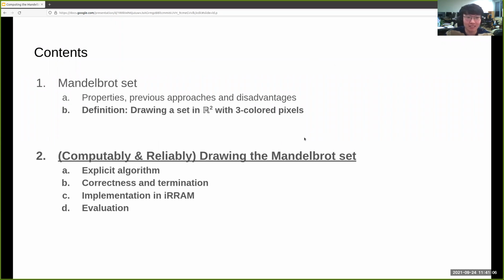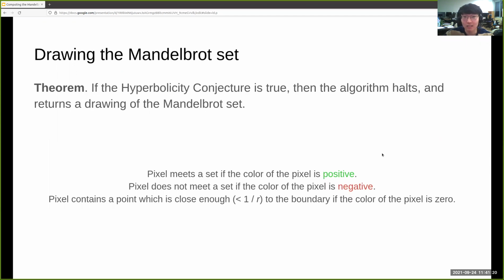Yes. Now we have talked about the theoretical backgrounds. Now I'm going to talk about the algorithms for drawing the Mandelbrot set. I didn't explain the algorithms yet, but let's look at the theorem first. If the hyperbolicity conjecture that the hyperbolic components equals the interior of the Mandelbrot set is true, then the algorithm halts and returns a drawing of the Mandelbrot set.